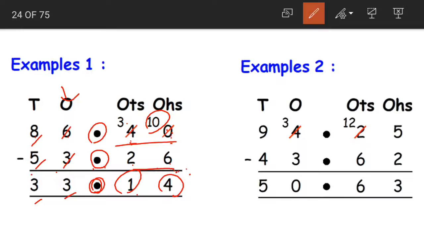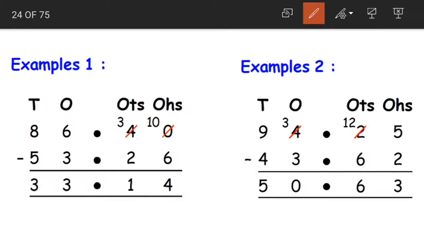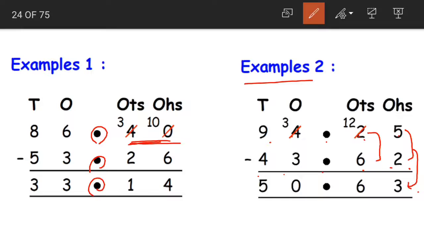It is similar to normal subtraction, right children? The only difference here is we have to place a point and also take care of the number of decimal places. Example 2, 94.25 minus 43.62. 5 minus 2, 3. 2 minus 6 is not possible, so borrowing. See, it's okay, we can borrow from the whole number part as well. 4 becomes 3, 2 becomes 12. 12 minus 6, 6. 3 minus 3, 0. 9 minus 4, 5.